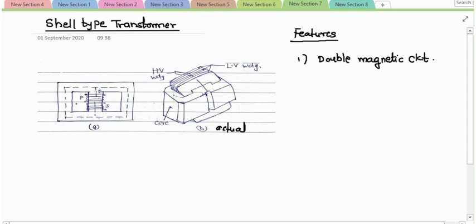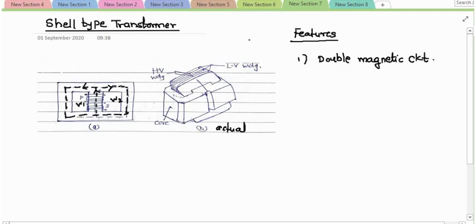Okay, so there are two windows. This is your window 1, this is your window 2. Two windows means double magnetic circuit. Here the windings are placed only on the middle limb and hence whatever the total flux, that flux will get divided into two parts like this, and this is your flux path. As the total flux is getting divided into two parts, this circuit is having a double magnetic circuit.